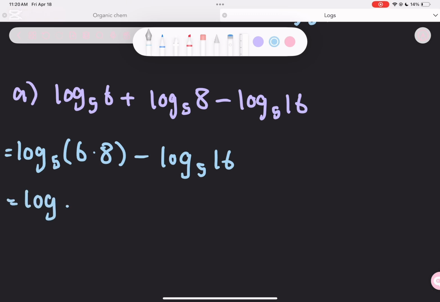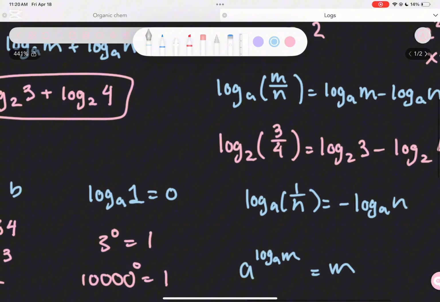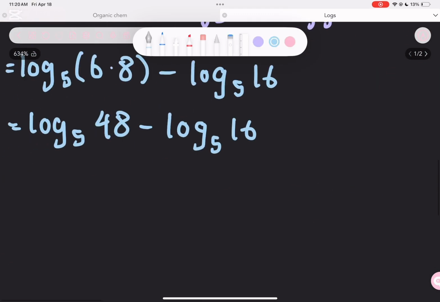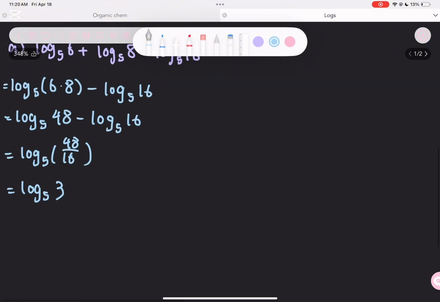So now we have log 5 48 minus log 5 16, correct? And so now we can apply the quotient rule. If we look here, we can see that our question right now is in this format, and we want to change it to this to make it simplified. So it becomes log 5 of 48 over 16. And if we simplify that down, we just get log 5 3. And this is our answer.